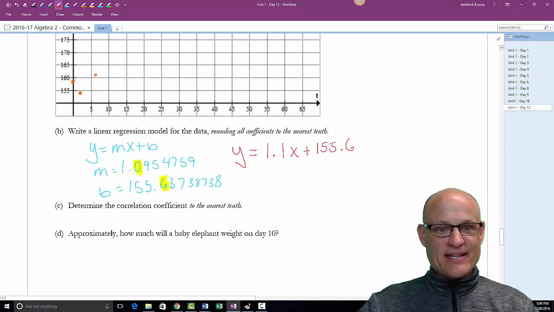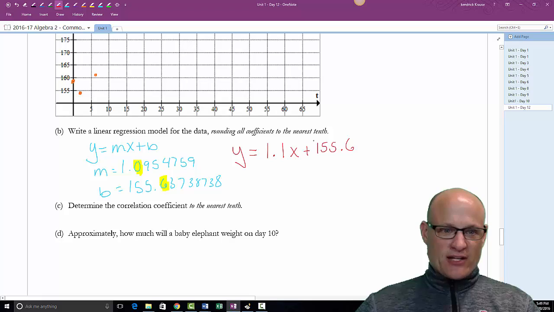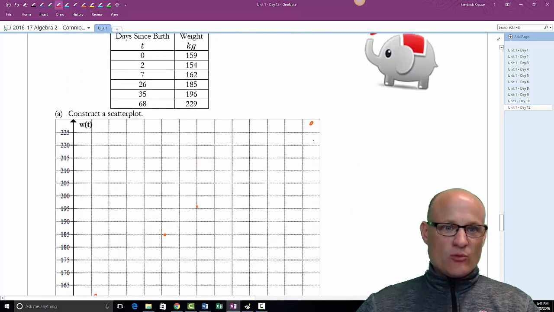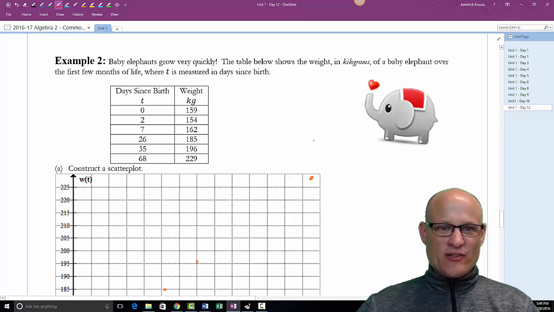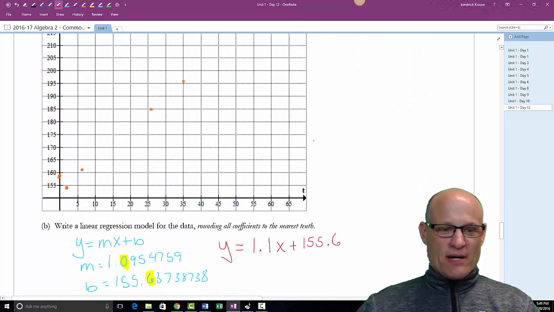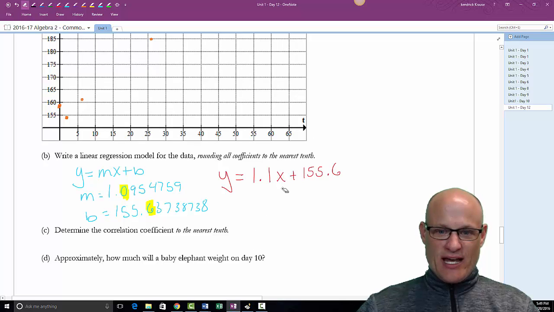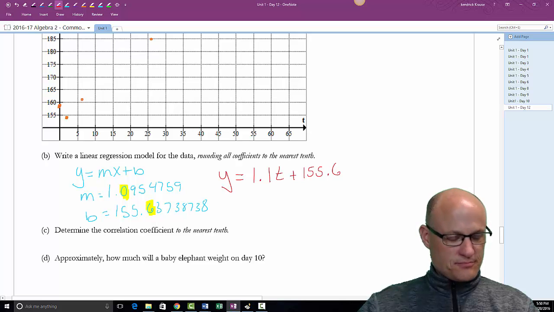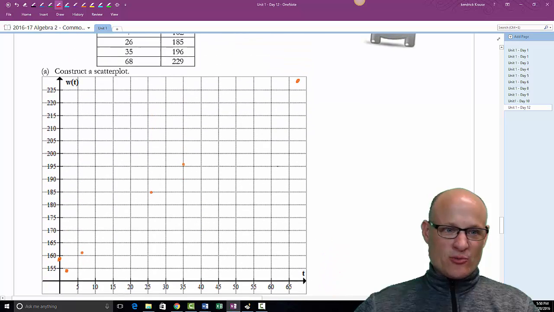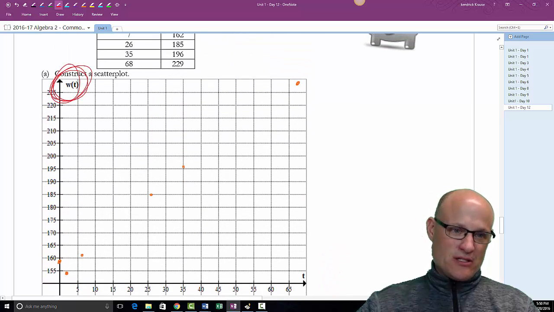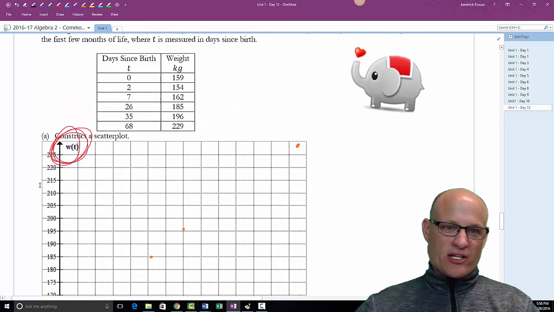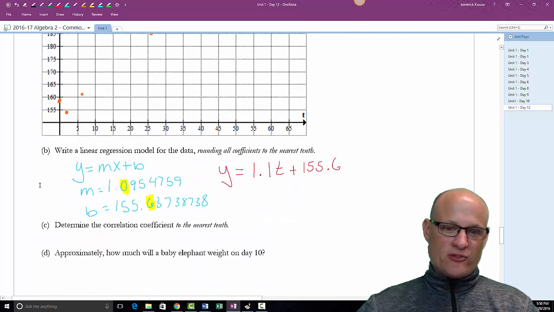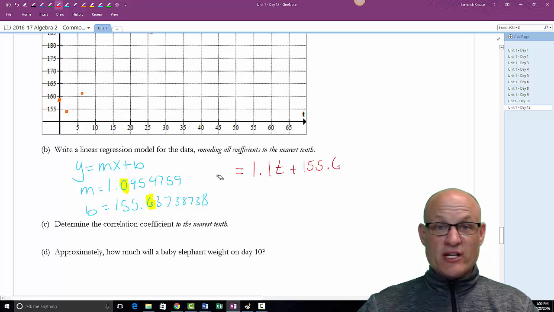Is that right? Yay! Wait a second. I used x and y, but what were we using up here? T. Notice T. So when I write my regression model, I shouldn't be really using x. I should probably be using T. And wait a second. Notice what they have up here. w of t. So although I can use y equals, they want us to use w of t. So they want us to write this in function notation. So it's not good enough now to write it y equals. You need to write it in function notation like that.